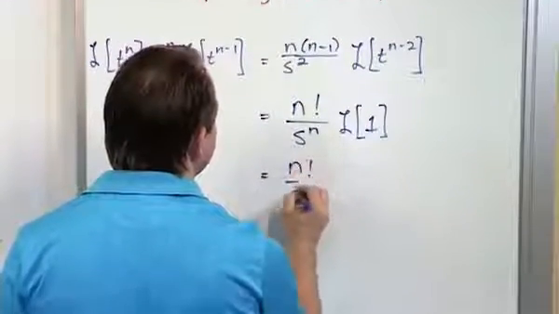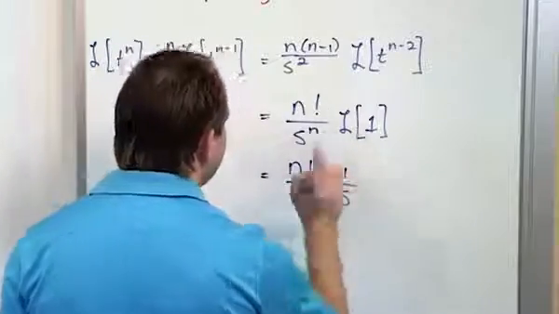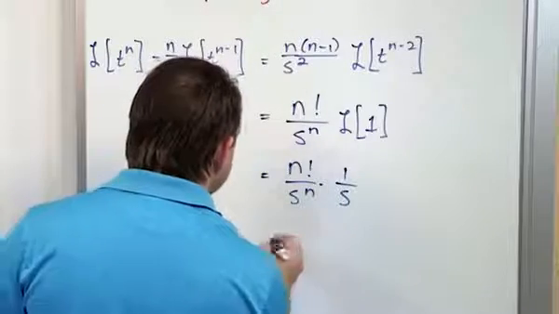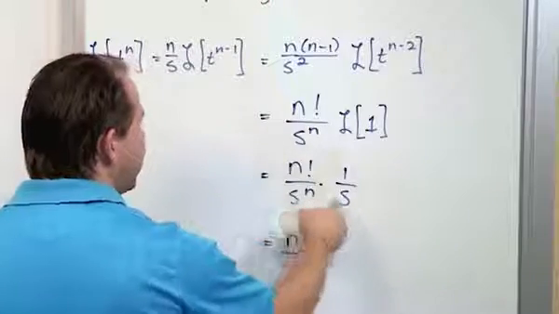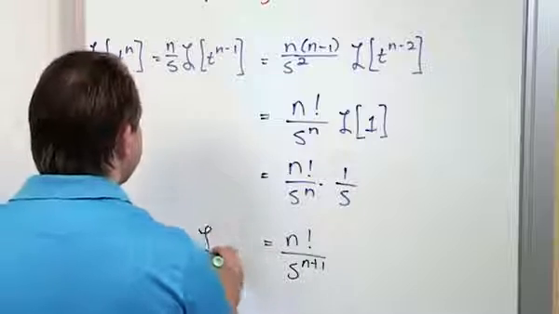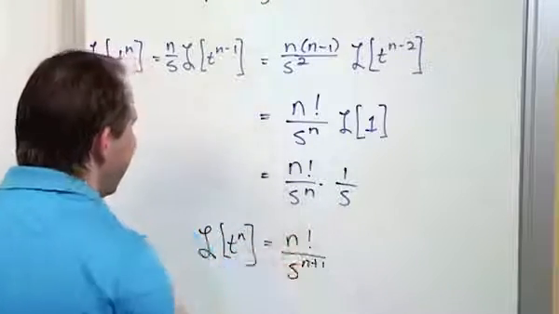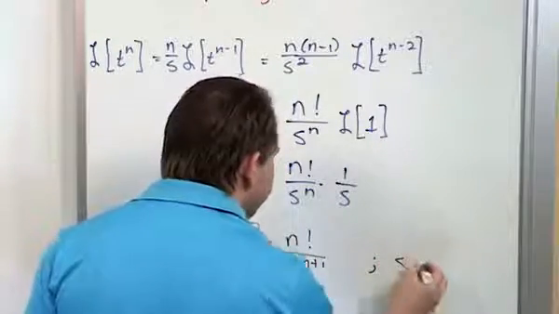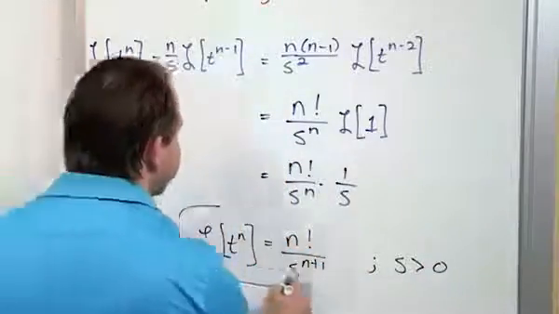the Laplace transform of the number 1 is 1 over s. We just figured that out in the last section. So what you end up getting is n factorial, and then you have s to the n times s, so you have s to the n plus 1. So the Laplace transform of t to the nth power is n factorial over s to the n plus 1, and of course, for completeness, we'll say s is greater than 0 to keep the denominator away from any kind of singularity.